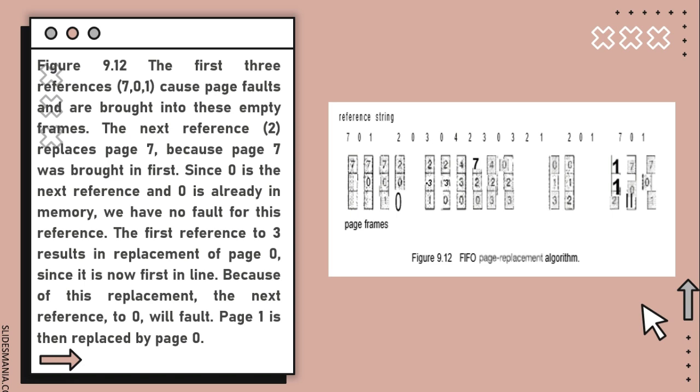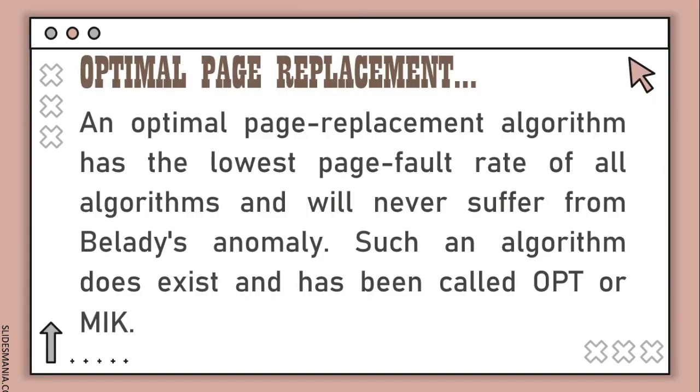On the one hand, the page replaced may be an initialization module that was used a long time ago and is no longer needed. On the other hand, it could contain a heavily used variable that was initialized early and is constantly used. The next replacement is optimal page replacement.